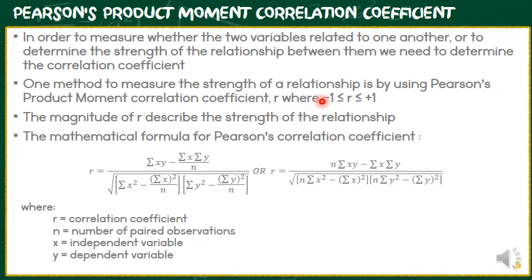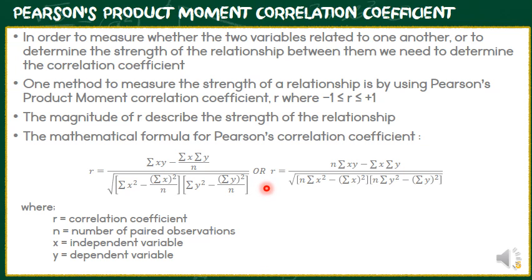And simbol ini, positive, negative ini describe the relation direction. Positive relationship, awak dapat correlation coefficient negative, bermaksud relationship itu adalah negative relationship. So the formula to find Pearson product moment correlation coefficient will be given to you dalam exam. Okay, sama ada this one or this one, or maknanya mana-mana pun nak pakai pun boleh, sama sahaja.